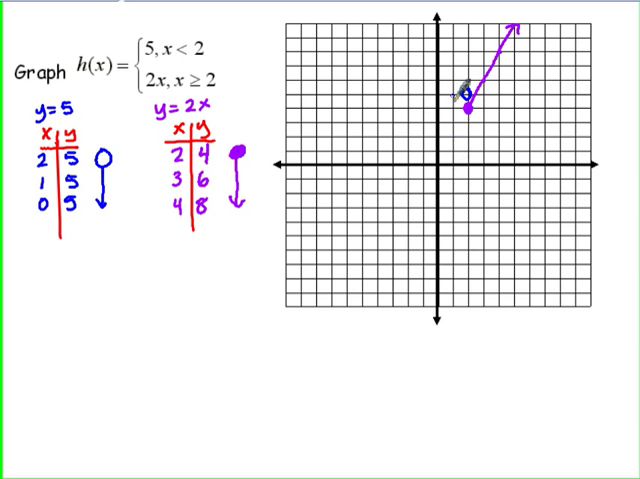1, 5, and 0, 5, and it keeps going back. So that would be the graph of that one. All right, let's try the next one.